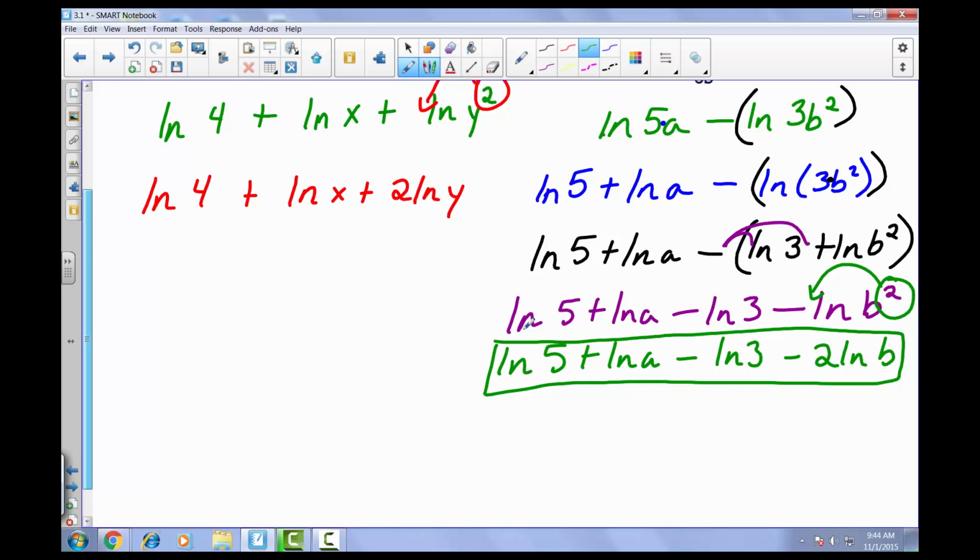Again, though, that is example 2 from our 3.1 set of notes.